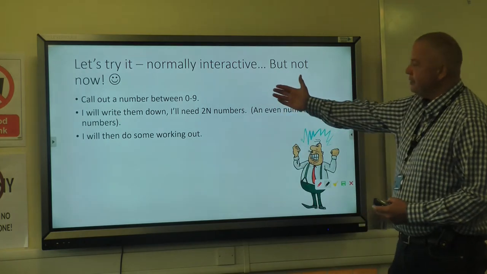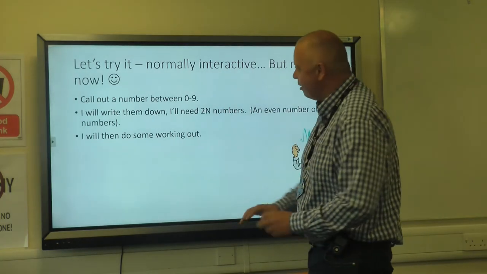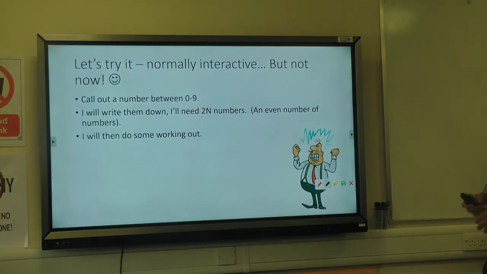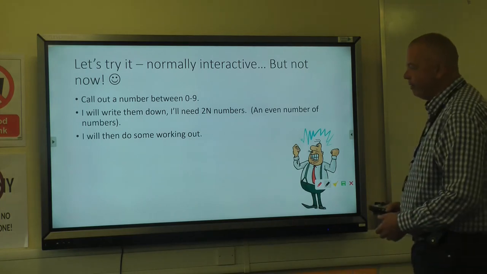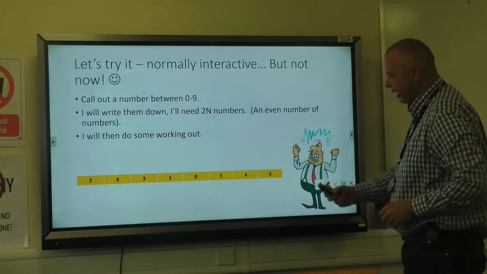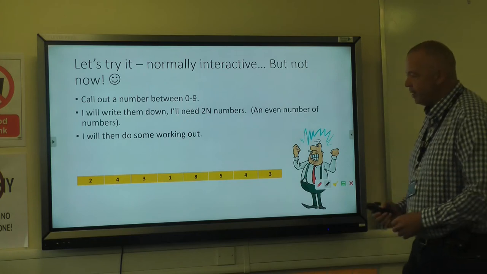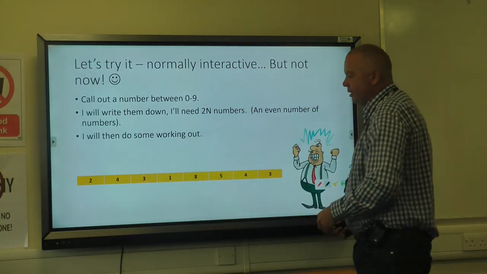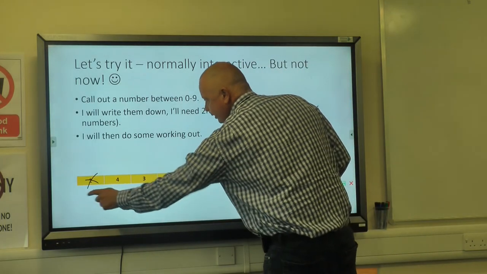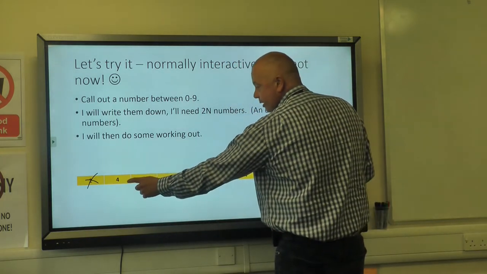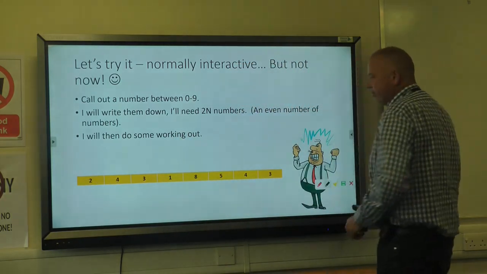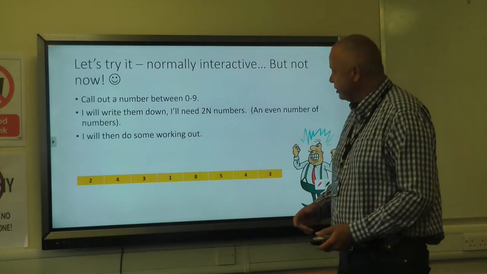Okay, so normally this is interactive. So normally I say, call out a number. Whoa, I like that, but I can't do that because you're at home. Okay, so I'll write down the numbers we need, and then we'll end up with a line of numbers. So let's assume we've done that. So we've got 2, 4, 3, 1, 8, 5, 4, 3. And on your first go, you can choose 2 or 3. And then the next player, let's say the first person chooses 2, that goes. On the next go, the second person's got a choice between 4 and 3. Let's say they choose 4, etc. You get the idea. I've been through that once, so I won't go through it again. And the idea is to get the highest.